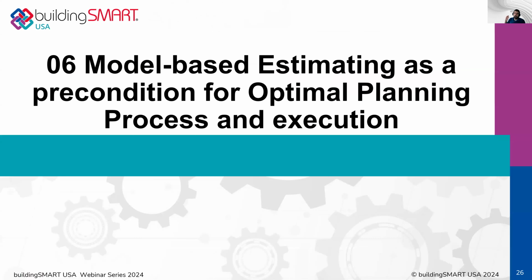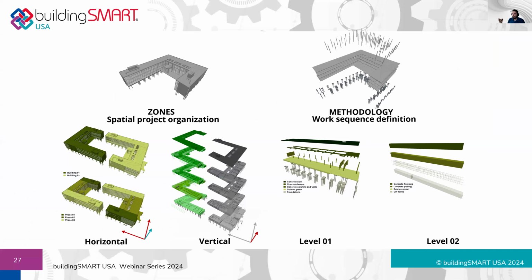And what I here labeled as a sixth principle, but which would be, let's say, our proposal for future development, is how this model-based estimate could become a precondition or the basis for the optimal planning process and execution. So how does this work, what is our idea? In case you did a model-based estimate in your model, and you have the cost items clearly defined using some classification system, then more than half of your work for the planning is done.